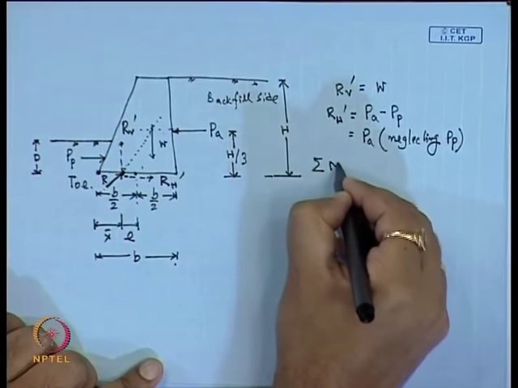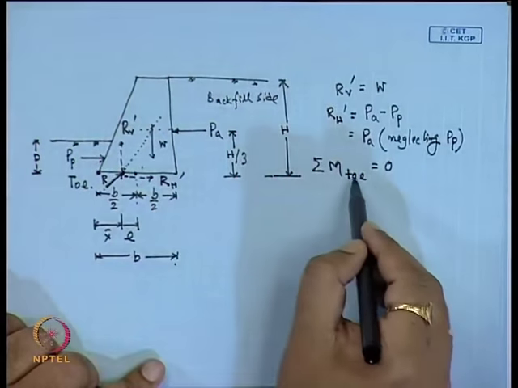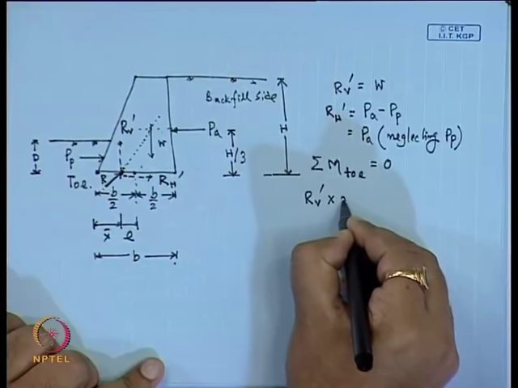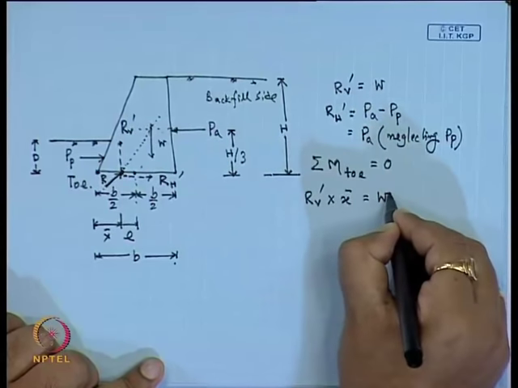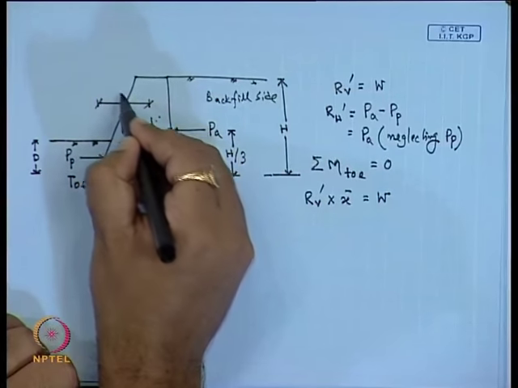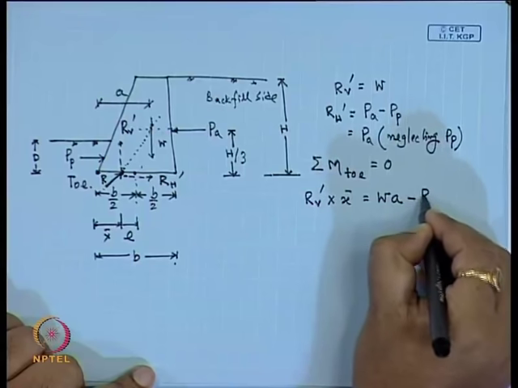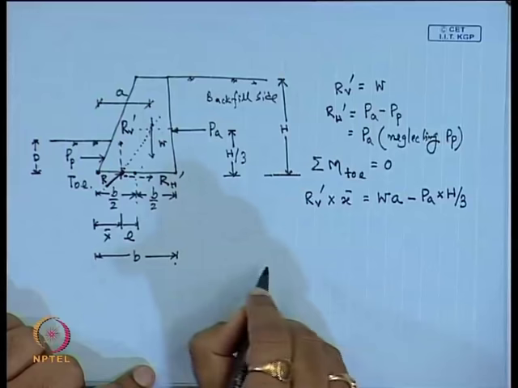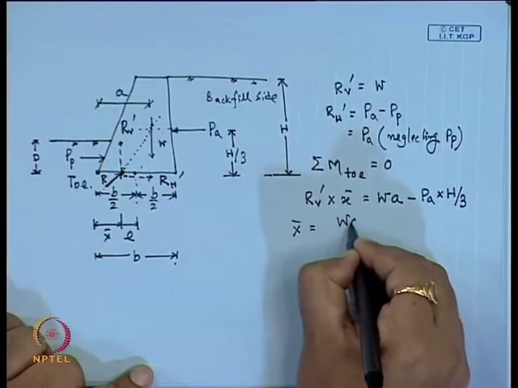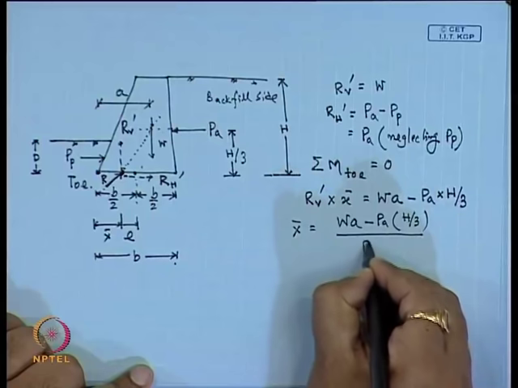Now, another condition: we have to take moment with respect to the toe, and that moment should be 0 for equilibrium. So, we can write that RV dash into x bar is equal to W, acting at a distance of A from the toe of the retaining wall, so W into A, minus PA into H by 3, as we are neglecting the PP. So, we can write that x bar is equal to W A minus PA into H by 3, divided by RV dash.